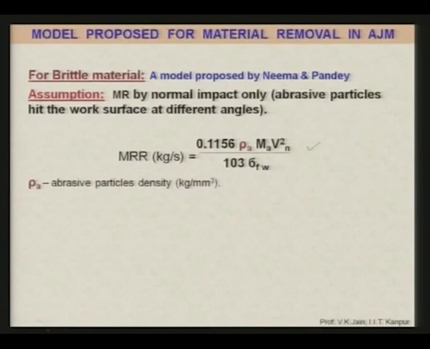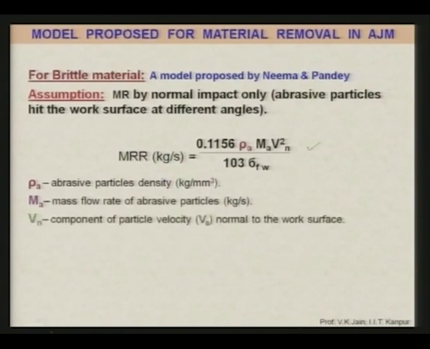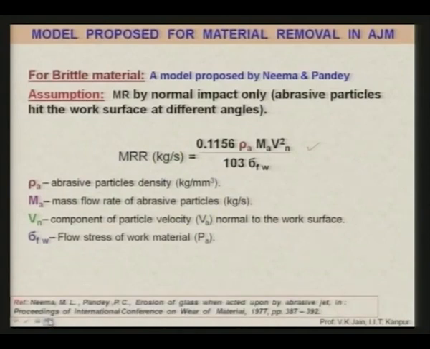particle density in kilogram per millimeter cube, m A is the mass flow rate of abrasive particles in kilogram per second. Vn is the component of particle velocity normal to the workpiece surface, and sigma Fw is the flow stress of the workpiece material in pascals. Now, this is the paper which I have referred, by Nima and Pandey, erosion of glass when acted upon by abrasive jet, in Proceedings of the International Conference on Wear of Materials, 1977.